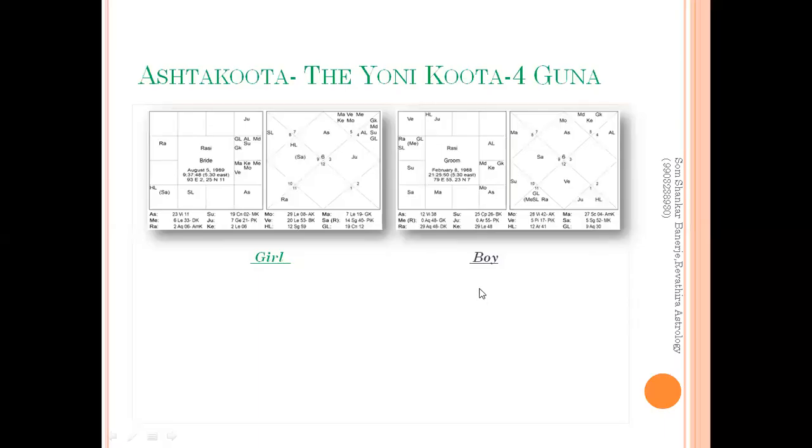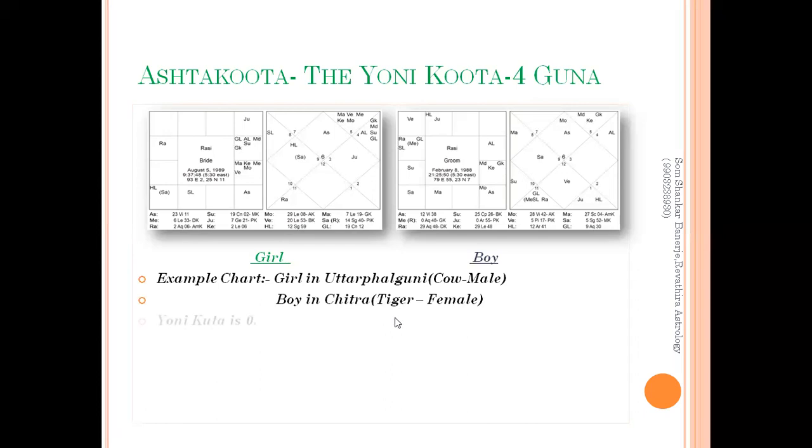So you see, I mentioned here, the girl is in Uttar Falguni, which is cow. The boy is in Chitra, which is tiger, and it will eat the cow. Also the nakshatra is different. The girl has a male nakshatra, the boy has a female nakshatra. But still it is okay, like male and female, at least one will be dominant. As we have already seen, the girl will be dominant. It's okay. But in this case, the boy has the tiger and the lady has the cow, so there is one more mismatch. Yoni Kuta is zero.